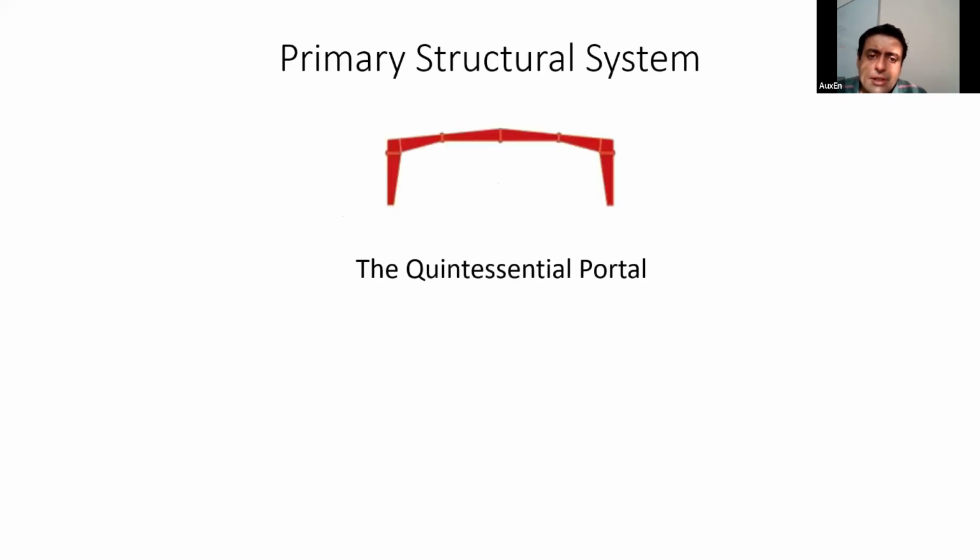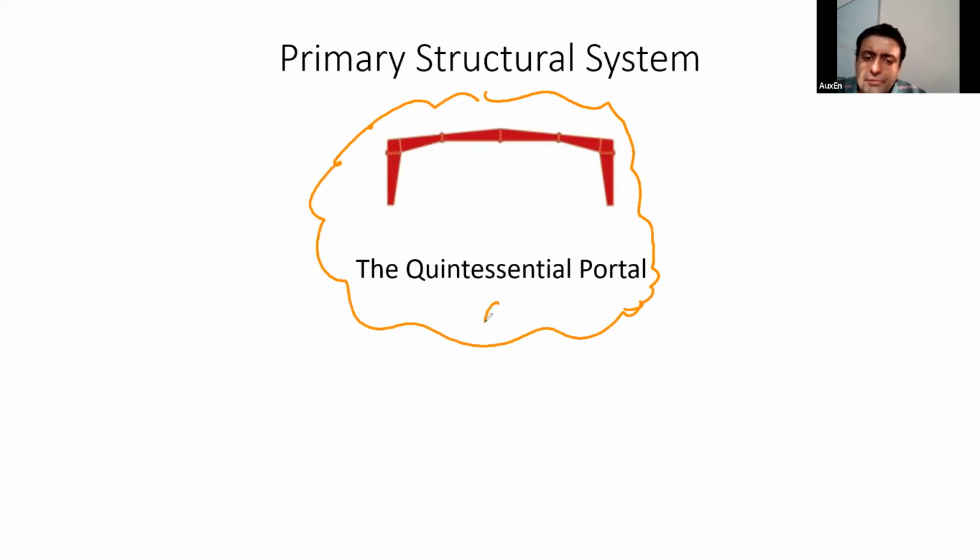I'll just come to this. This becomes the essential portal system. Do you get it? So this becomes the portal. This is the primary structural system of our PEB shed. Okay. Clear?